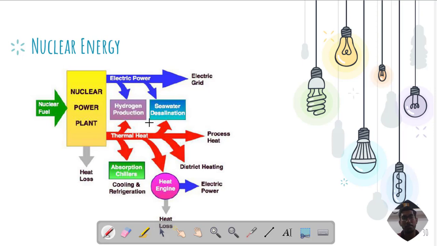Now that we have learned the various forms of energy, we are going to look at the way of conservation of energy. Okay, so we will look at them in our next class.